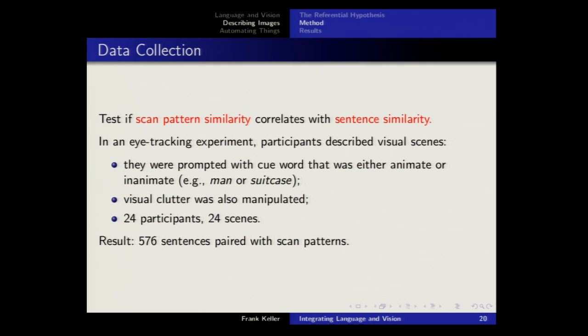So we did an eye tracking experiment where we collected people's descriptions of visual scenes while they're looking at an image and while they're describing it. They were prompted with a noun, for example, man or suitcase. We found that this makes the descriptions more uniform rather than just telling them, tell us what you see. We gave them a cue. That made the task more manageable. We also manipulated visual clutter, how many other objects there are in the image. That's not something I'm going to talk about. We got 24 participants describing 24 scenes each. So we get a total of 576 scan patterns paired with sentences.